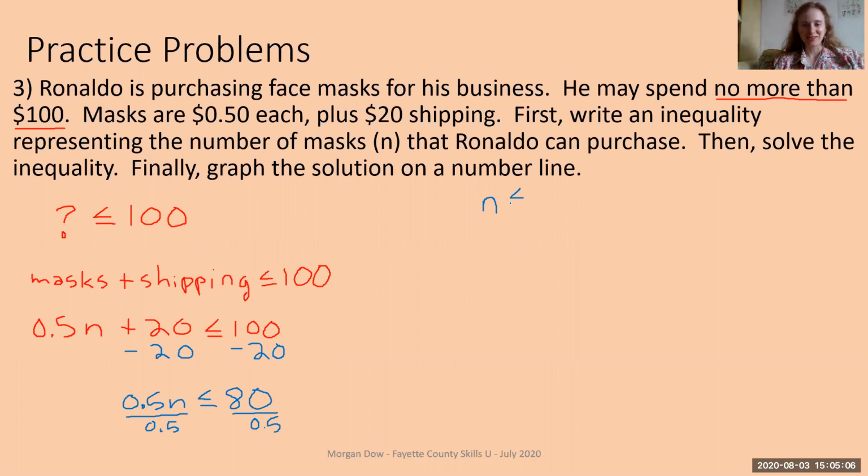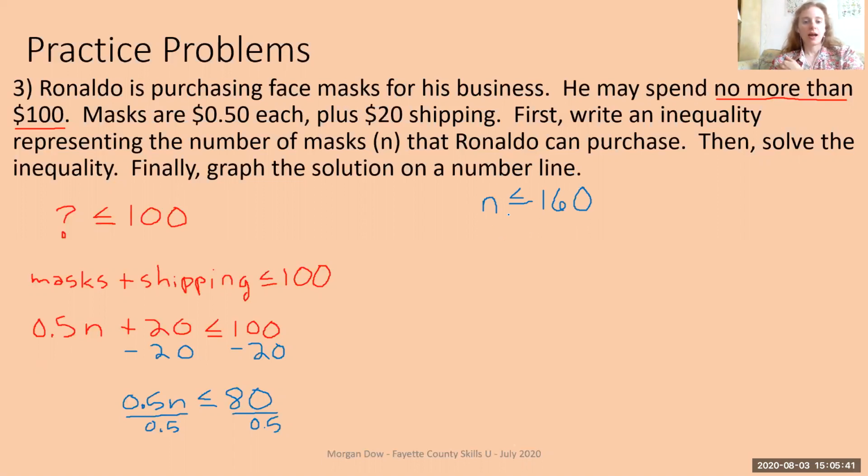All right, so let's continue. Our solution is going to be the number of masks is less than or equal to, what is 80 divided by 0.5? Well, dividing by a half is like multiplying by 2. So 80 divided by 0.5 is 160. If you have $80 to spend, each mask is going to cost 50 cents. That means you can get 160 masks for those $80. Okay, and that is our solution. We finished the second task for this problem.